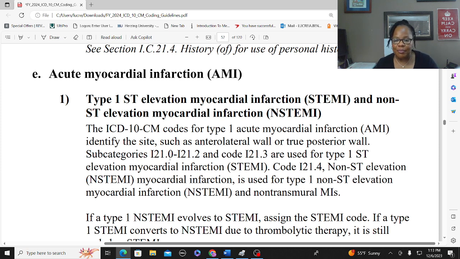Subcategories I21.0 through I21.2 and code I21.3 are used for type 1 ST elevation myocardial infarction, known as STEMI. Code I21.4, non-ST elevation myocardial infarction, is used for type 1 non-ST elevation myocardial infarction, NSTEMI, and non-transmural MIs. So of course, let me stop right there.